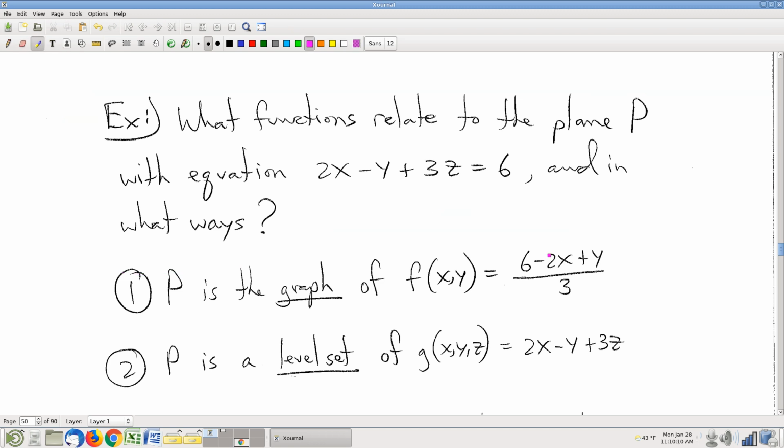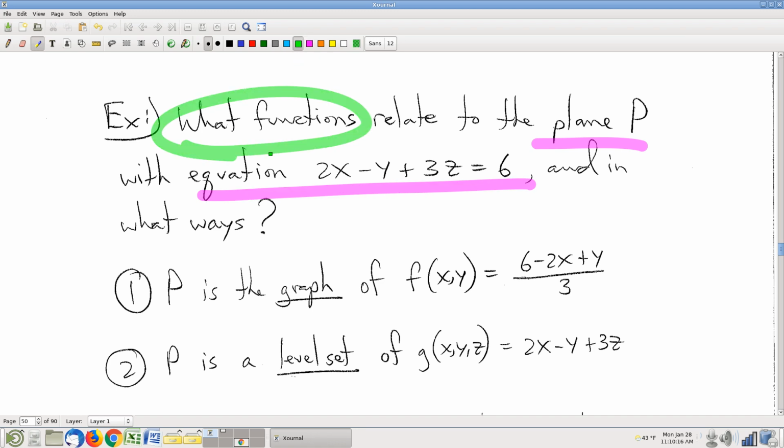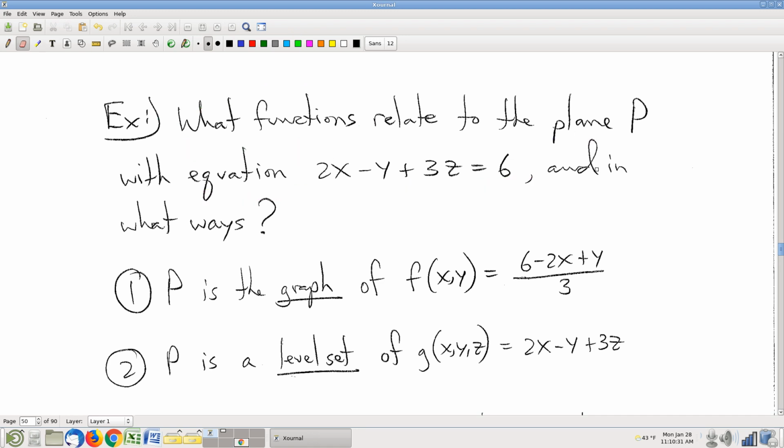I've got a plane with that equation, and I ask very simply, what functions does this relate to? I'll phrase this a little more instruction-oriented on the exam, but let's just play along. What functions does this plane relate to? Is this plane the graph of some function? Is this plane a level set of some function?